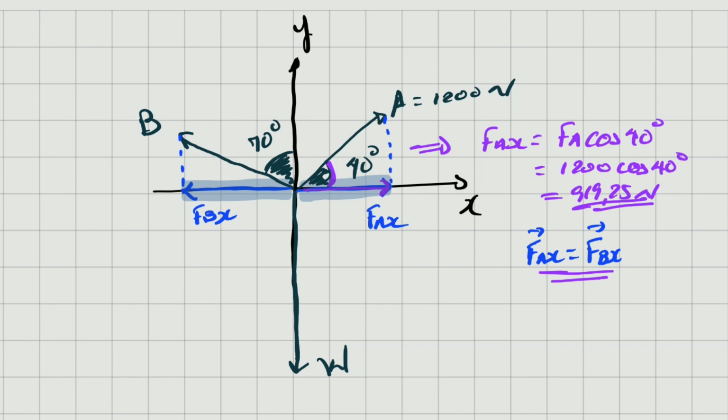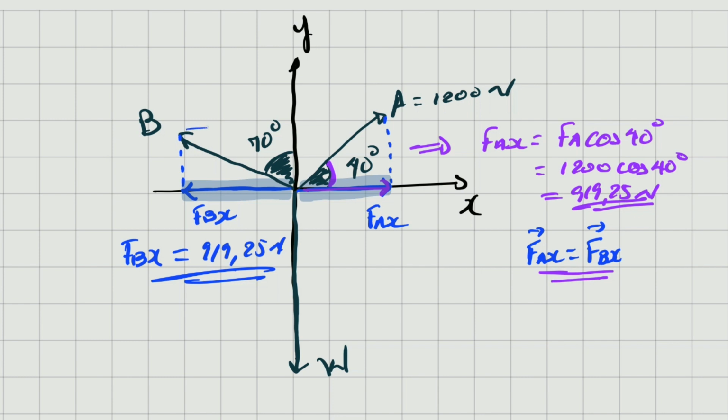But saying that, we can use it here. So now we know that the horizontal component FB in X is also going to be 919.25 because the system is at equilibrium. And then we come here and we use sine or cosine to calculate the magnitude of B. B will be the hypotenuse.